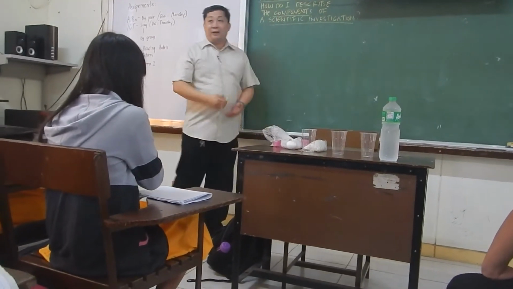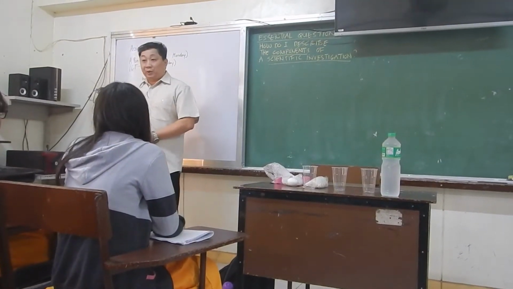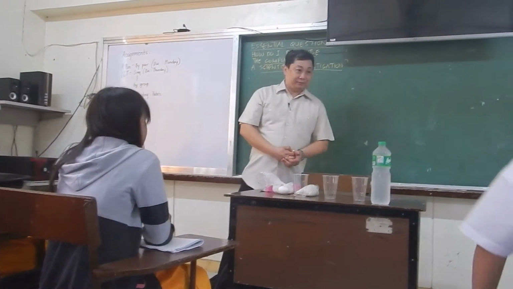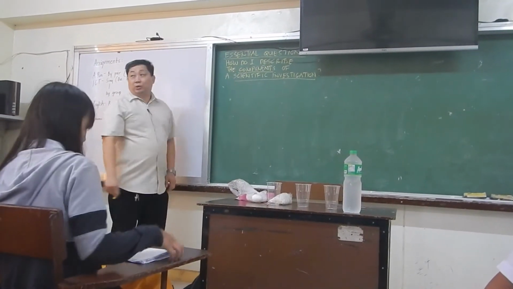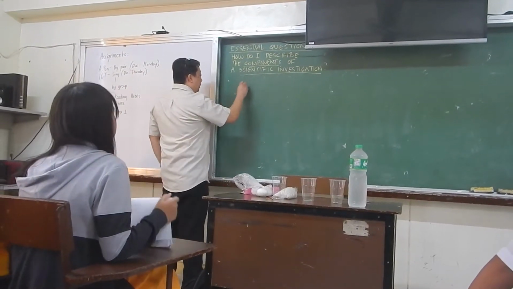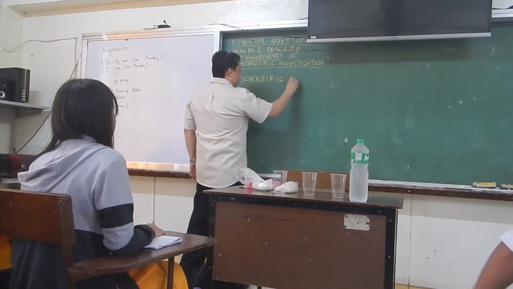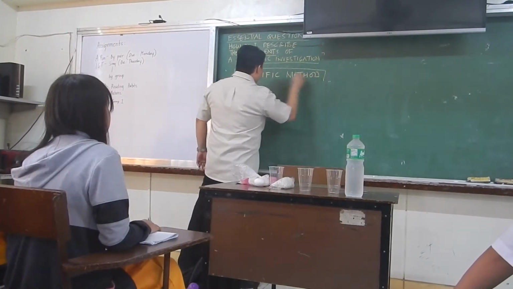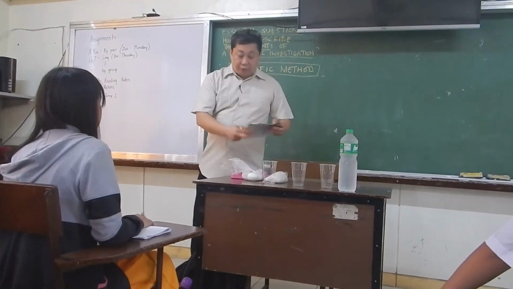In order to accomplish a scientific investigation, we have to follow a certain procedure. What is that certain procedure? Lead. Very good. Again, in order to perform a scientific investigation, we have to follow the steps of the scientific method. So this is the scientific method. And it's one of the vocabulary words in our word cloud.